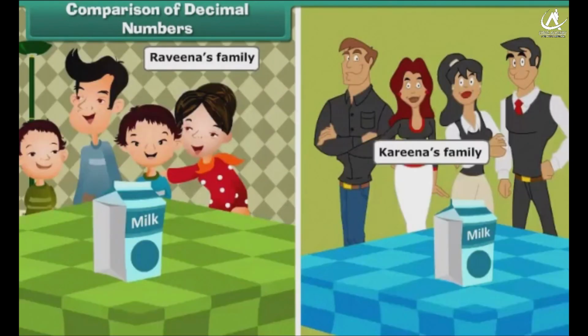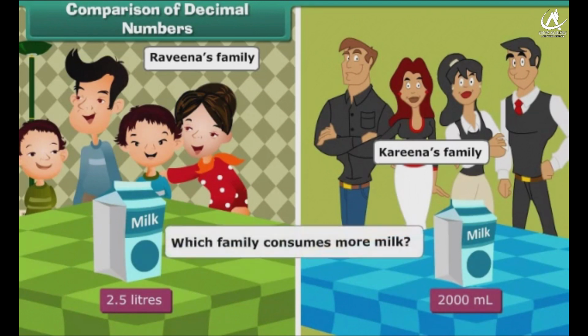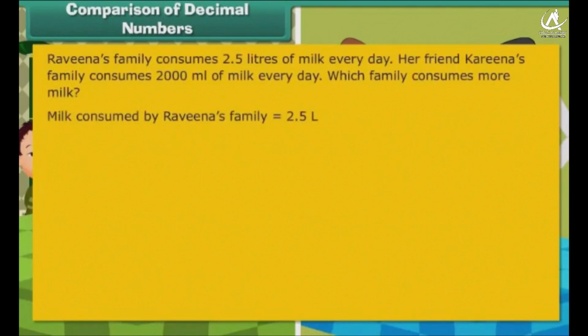Let us look at one more problem. Ravina's family consumes 2.5 liters of milk every day. Her friend Karina's family consumes 2000 milliliter of milk every day. Which family consumes more milk? Milk consumed by Ravina's family is equal to 2.5 liter. That is equal to 2 liters and 500 milliliters.